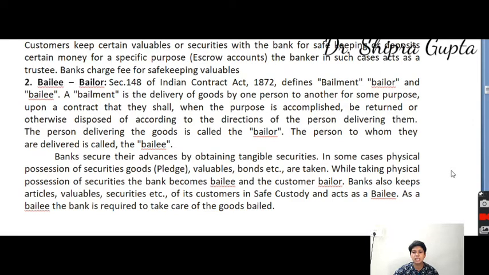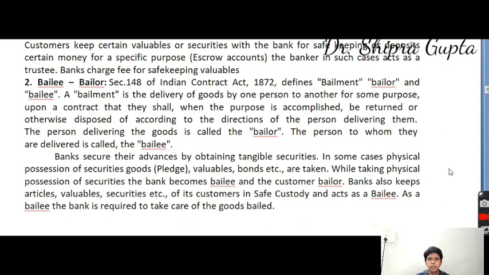Banks secure their advances by obtaining tangible securities. When a person borrows money from the bank, the bank takes a mortgage on his tangible security or asset. In some cases, physical possession of securities, goods, pledged valuables, bonds, etc. is taken. While taking physical possession of securities, the bank becomes the bailee and the customer becomes the bailor. Banks also keep articles, valuable securities, etc. of their customers in safe custody and act as a bailee. As a bailee, the bank is required to take care of the goods bailed.